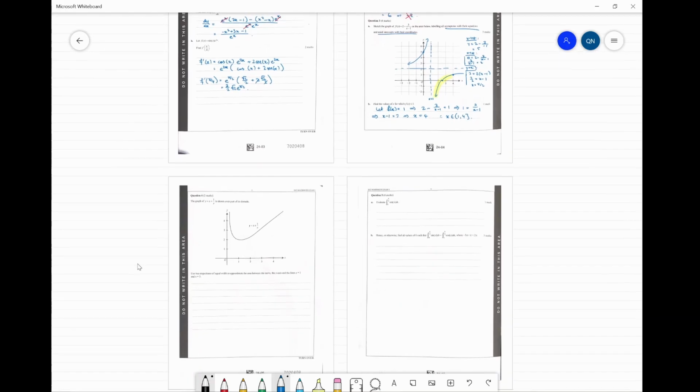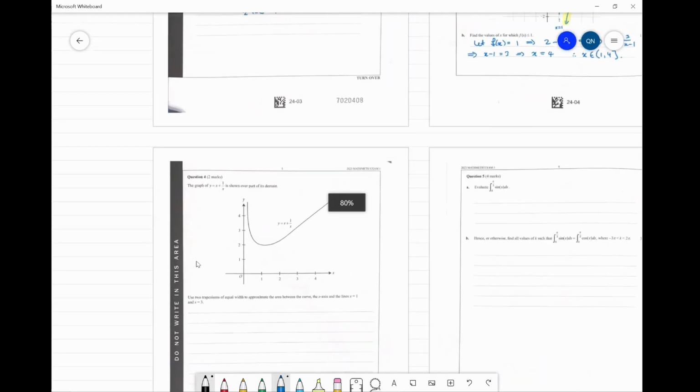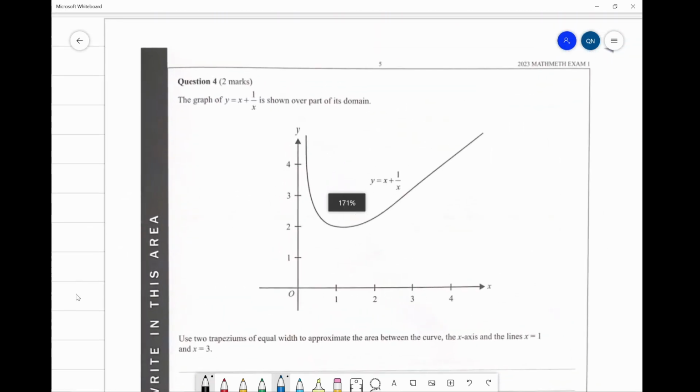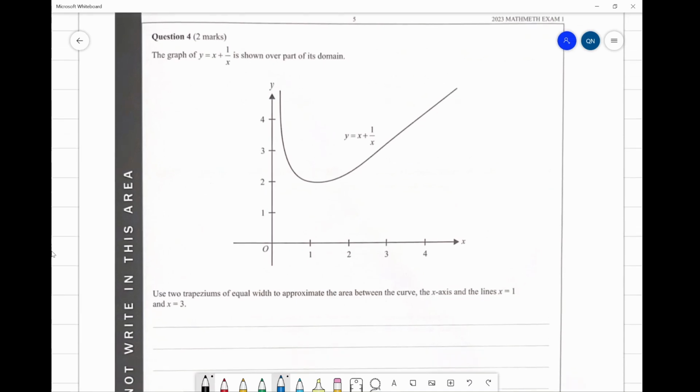Question 4. Let's see. We have a trapezium rule over here, so we have a funny graph, x plus 1 over x. So we want to find the area, or approximate the area between the curve and the x-axis and the lines x equals 1 and x equals 3.